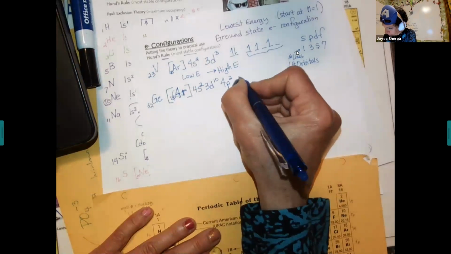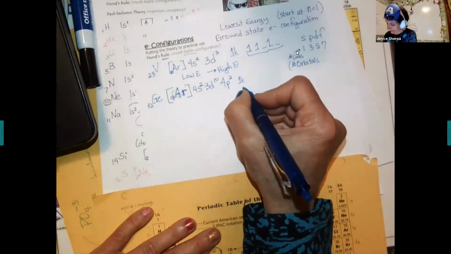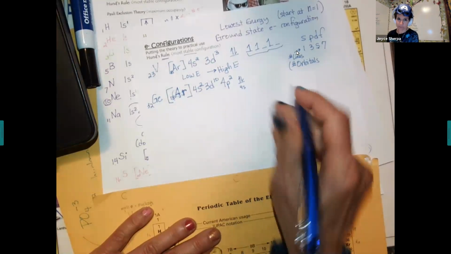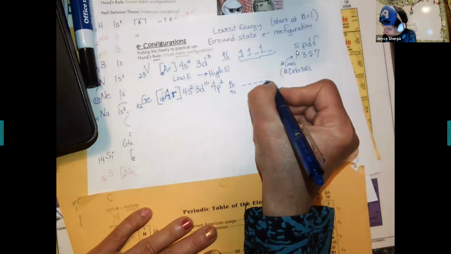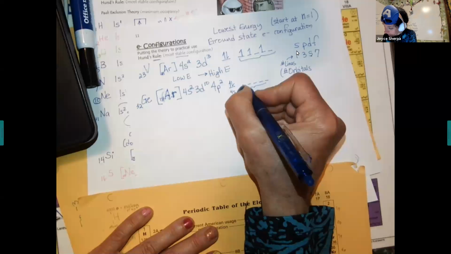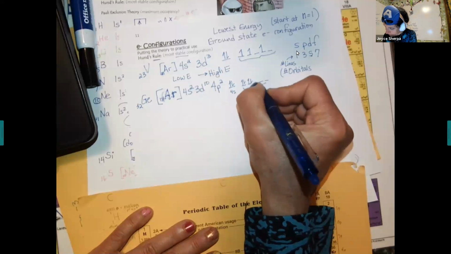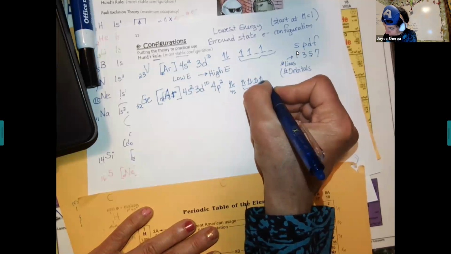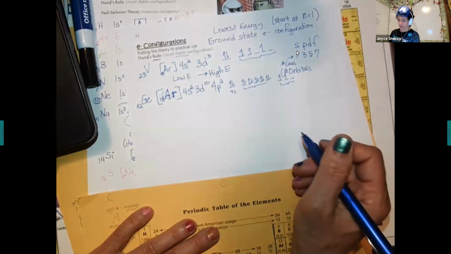So box and arrows, that's my 4s. I'm going to label them, just make sure. My Ds, they're going to be completely full. So there's 5 lines and 10 electrons. And then my Ps, 3 lines again. Those two arrows do not pair up.